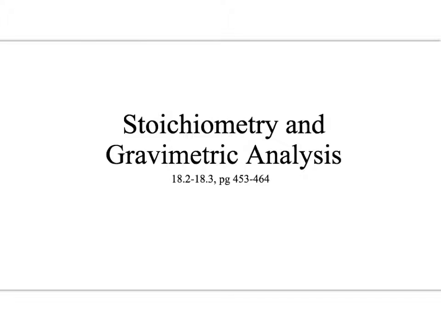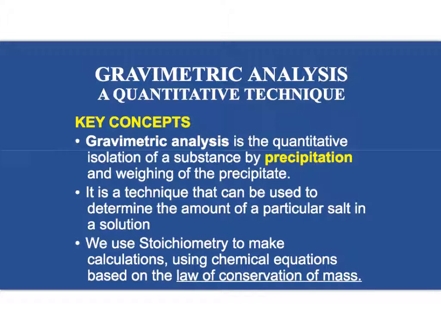Looking at stoichiometry and gravimetric analysis. So this is in chapter 18, 18.2 and 18.3. So we're looking specifically at gravimetric analysis, which is one of these techniques that we use to figure out concentrations, and we want to find exact calculations. So it's really linked to precipitation reactions, and it's all about weighing things.